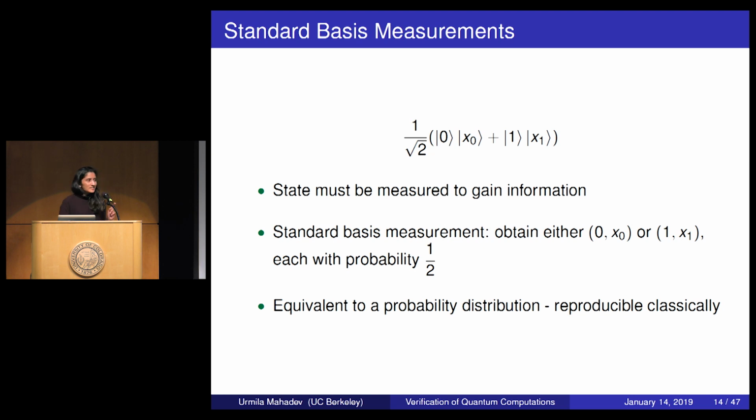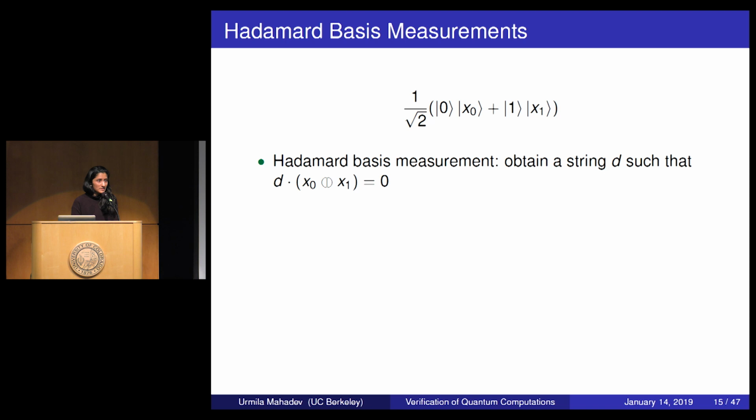Now, the reason that this gets interesting is because the quantum computer did not have to measure the state in the standard basis. He could have measured it in the Hadamard basis. And if he measures the state in the Hadamard basis, he'll obtain a string D, which satisfies this equation. So to break this down, I'm thinking of the two pre-images x0 and x1 as binary strings. And then I'm taking the bitwise XOR, and then I'm taking the inner product with D mod 2.